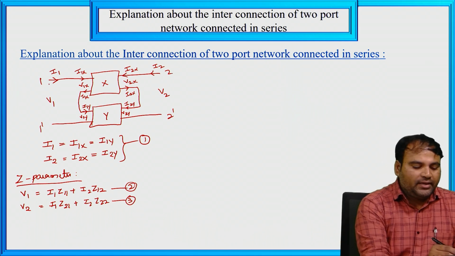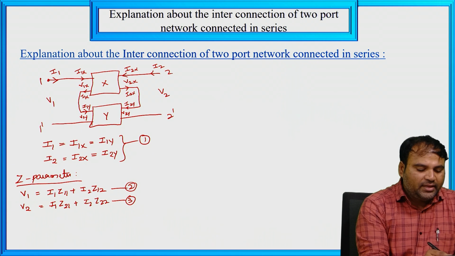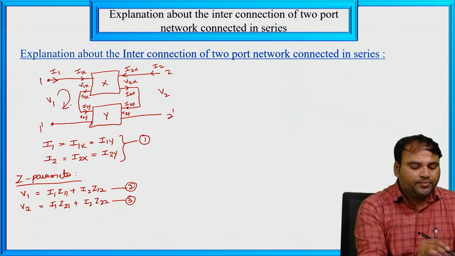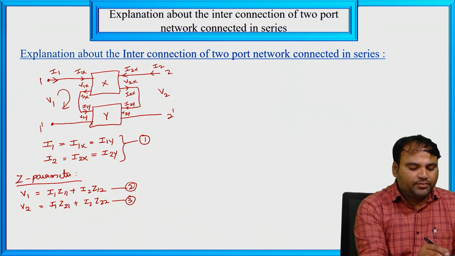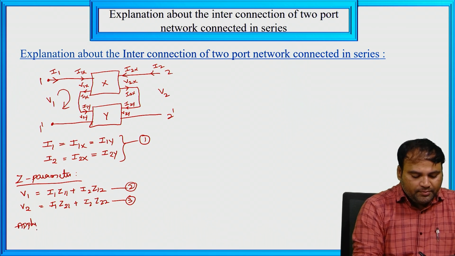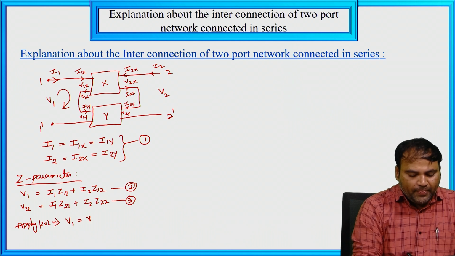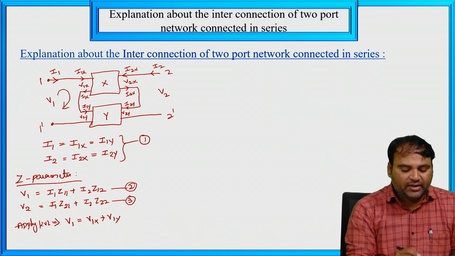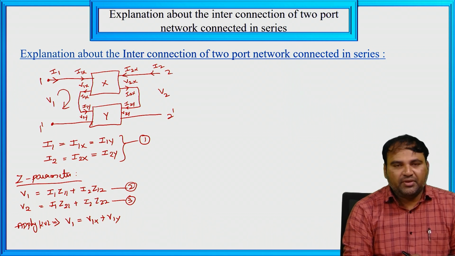Now you can see the positive terminal here and the negative terminal here. Apply KVL in this loop, which is one single loop. We get V1 minus V1x minus V1y equal to 0, so V1 equals V1x plus V1y.